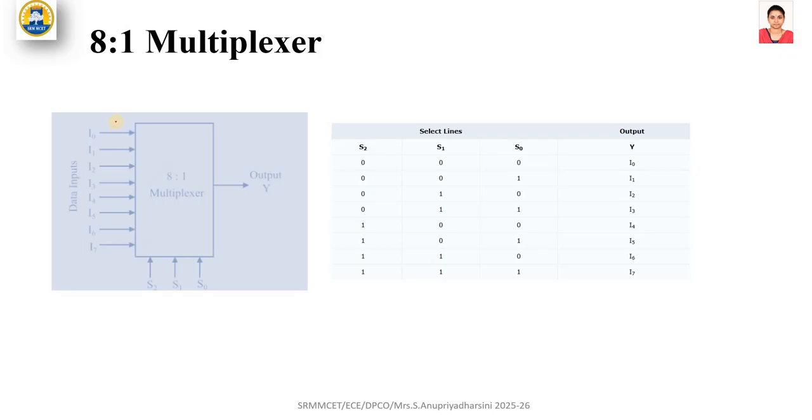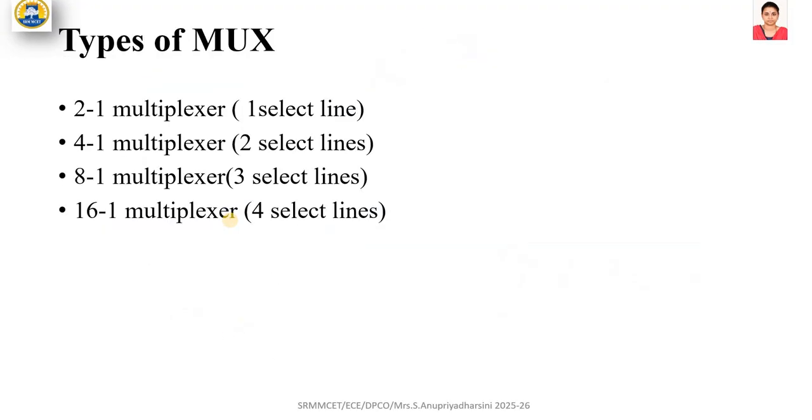So this is 8 to 1. We have 8 inputs, 1 output. 8 inputs, in powers of 2, how will you write? 2 power 3 here. So there are 3 select lines, S2, S1 and S0. If it is 0, 1, 1, I3 will come at the output. For 1, 1, 0, I6 will appear at the output. So these are the types of multiplexers.